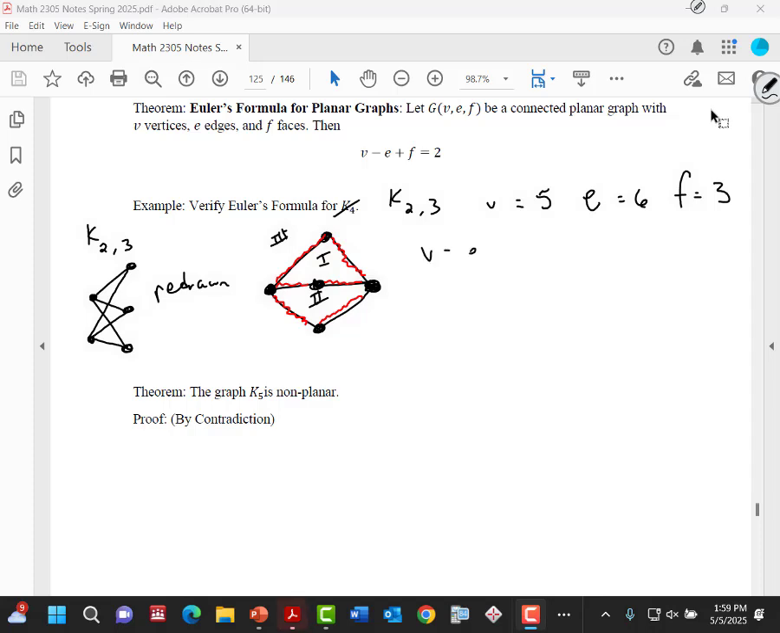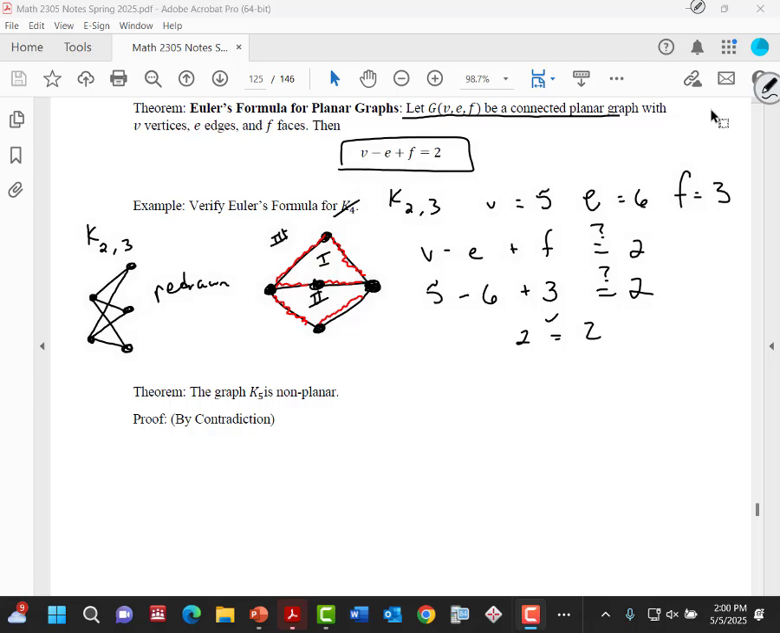So V minus E plus F, does this equal 2? Well, 5 minus 6 plus 3, is that 2? Well, let's check. 5 minus 6 plus 3. 5 plus 3 is 8. 8 minus 6 is 2. 2 equals 2. Sure enough, it worked out. Okay? So this Euler's formula, it's important. The graph must be a planar graph. If it is planar, then this formula works.